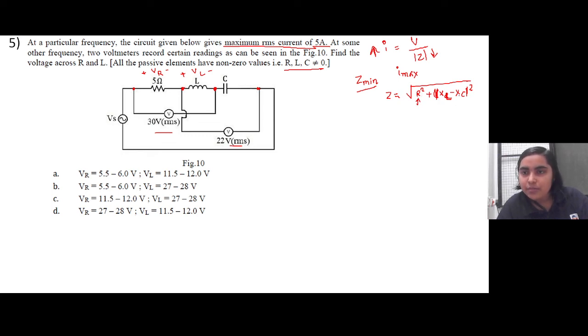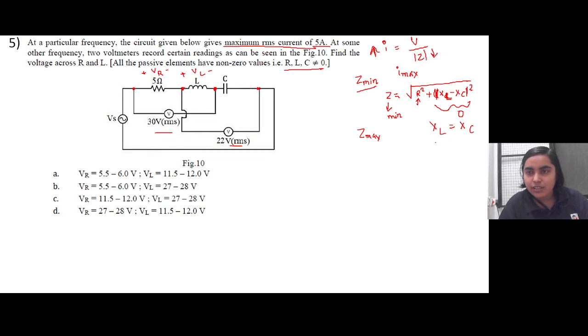The only possibility could be, for this Z to be minimum, this portion is equal to 0. So it is only the resistive element that is coming into play. This is negating each other out. That is, we get Z as minimum when XL equal to XC. Also sometimes known as the resonant condition.